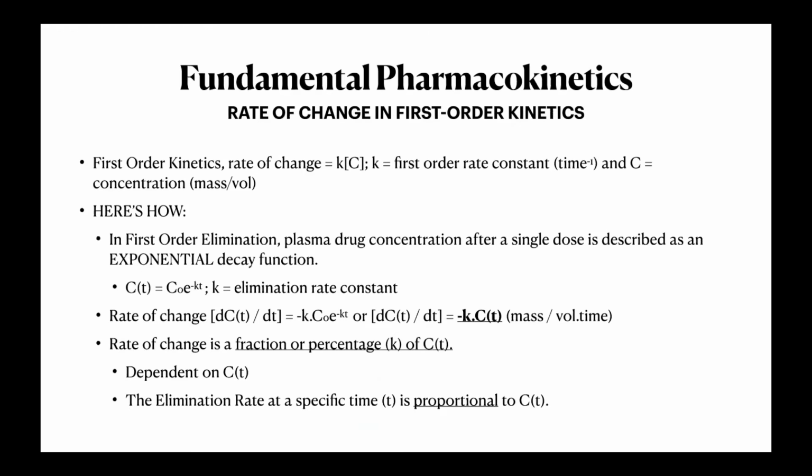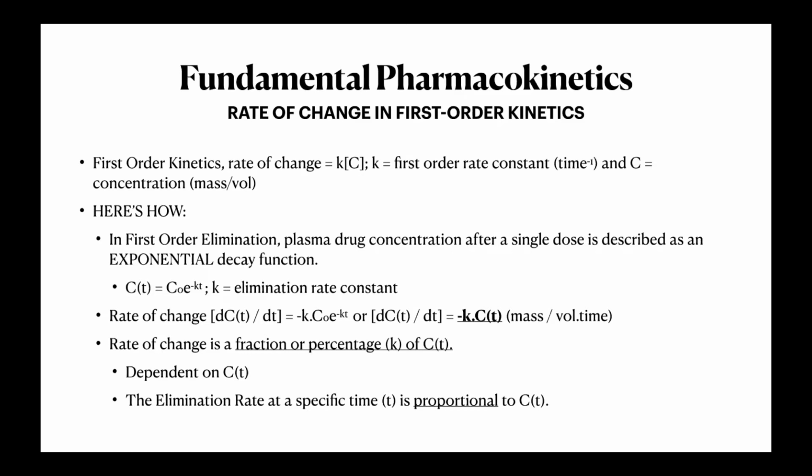So in first order kinetics, the rate of change is defined by the formula K multiplied by C, where K is the first order rate constant and its units are per time. Now, K can also be described as the elimination rate constant. So that's where that terminology comes in. And C is the concentration. So in first order elimination, the plasma drug concentration after a single dose is described as an exponential decay function.